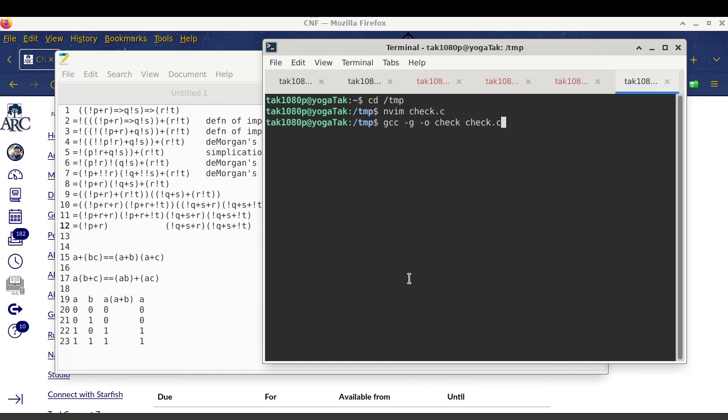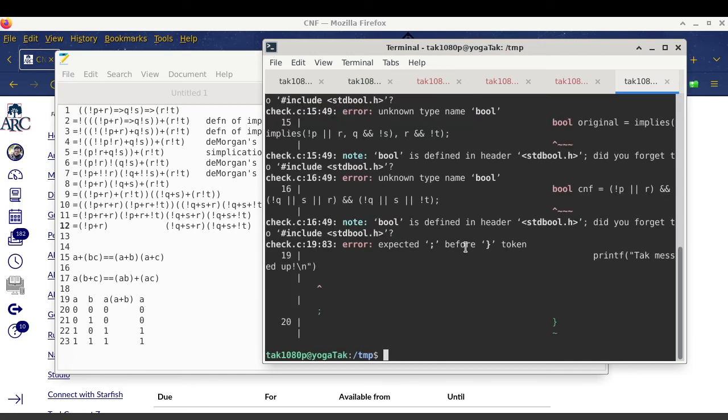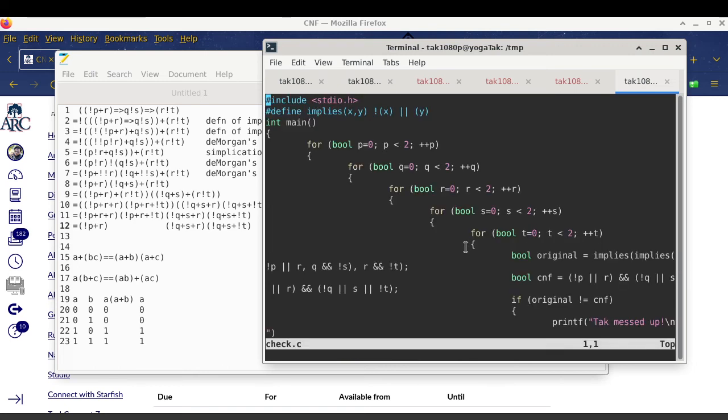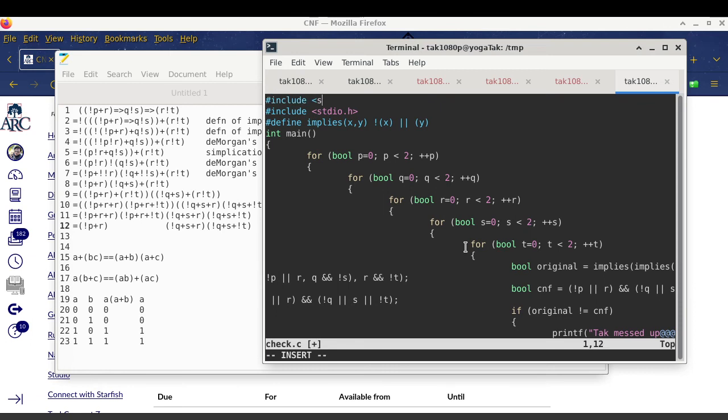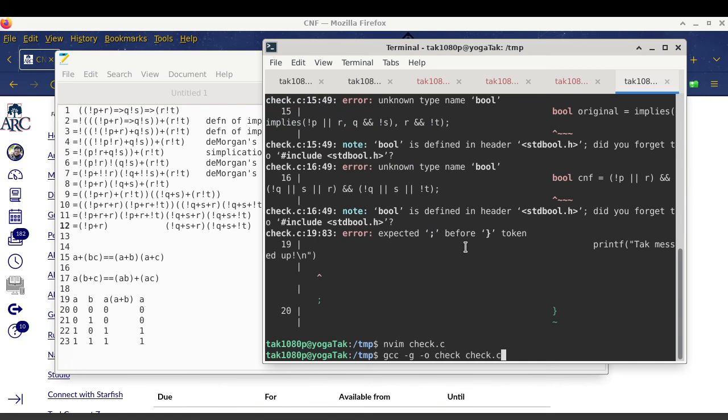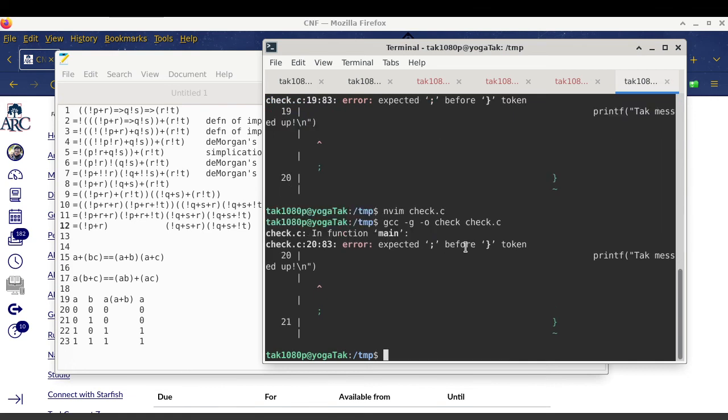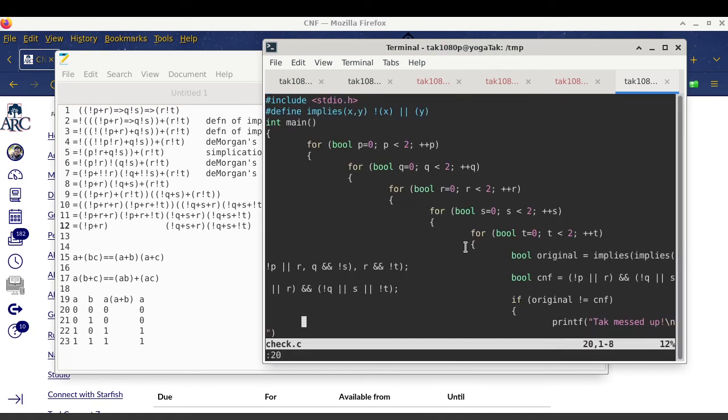gcc -g -o check check.c. And we have a bunch of problems because in C there's no bool. The bool type does not exist. Or standard bool. Yeah, but that means it's not in the language. Fine, stdbool.h. I wonder what else is there. All right. Okay, we got one more problem, which is coming from my JavaScript programming bad habit, because in JavaScript you don't need a semicolon at the end of a statement.